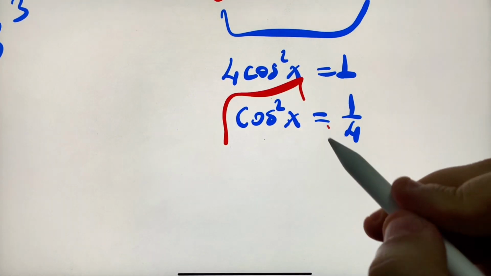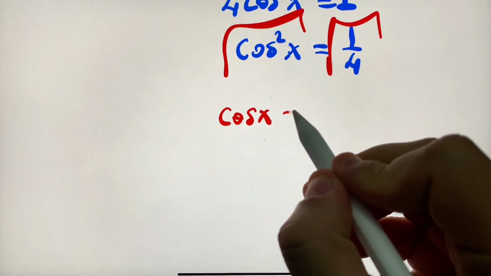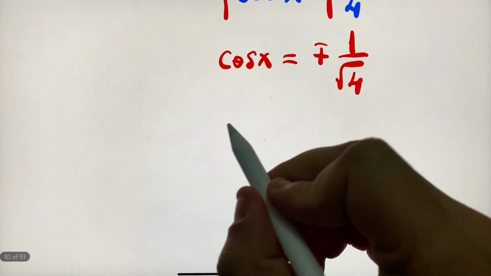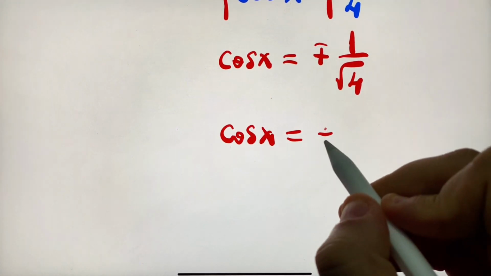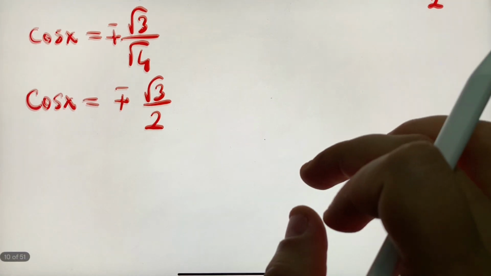Let's take the square root of both sides to get rid of the square. In this case, cosine x equals plus minus 1 over root 4. So cosine of x is equal to plus minus 1/2. Now we have found two values here.